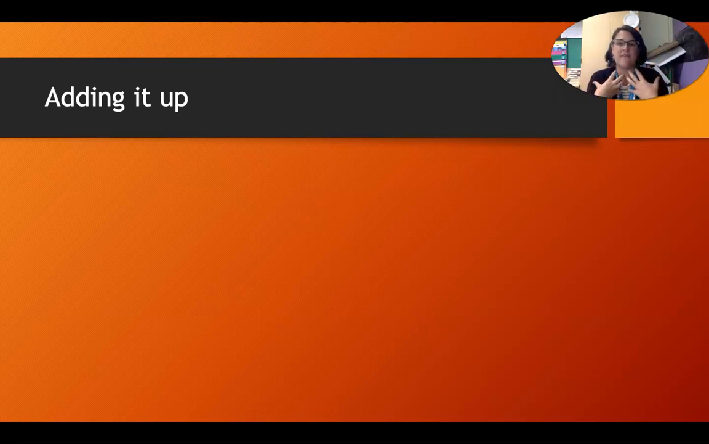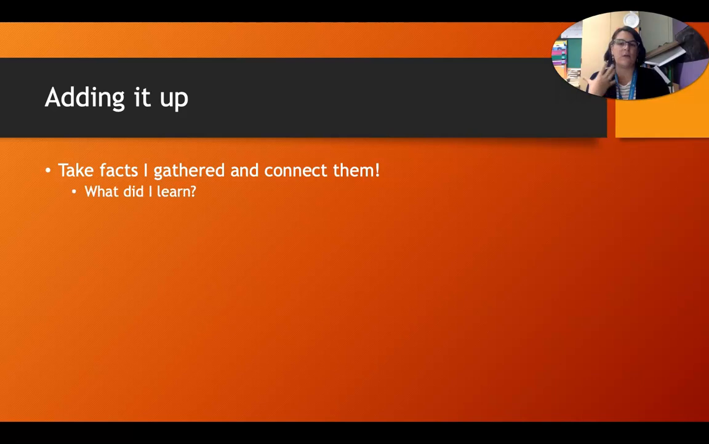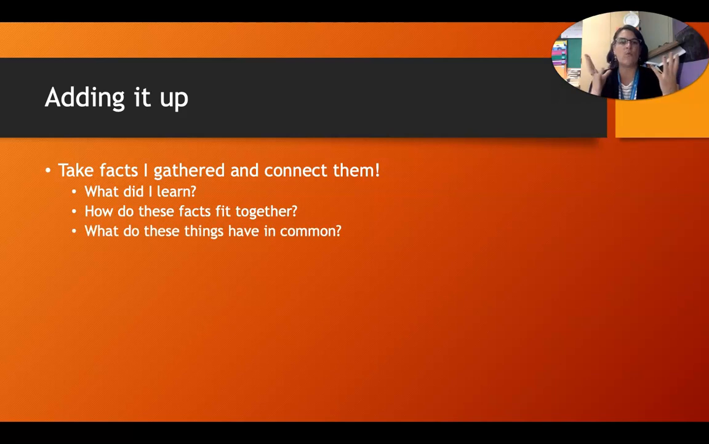I've gathered my facts, and now I want to add them up to see what kind of result I'm going to get. So I want to actually stop and find the connections. I want to ask myself, what am I learning from these things? How do these different facts actually fit together? Are they like puzzle pieces and they make a bigger picture? Or kind of looking at what do these things have in common?